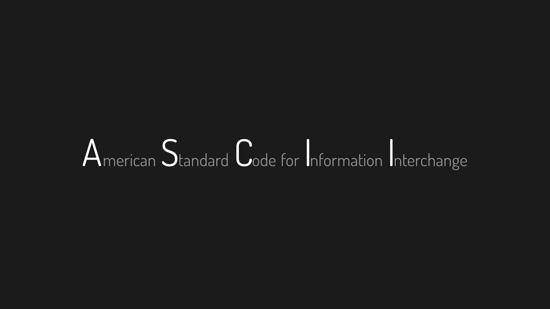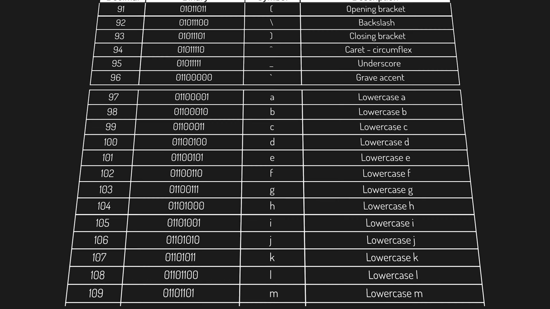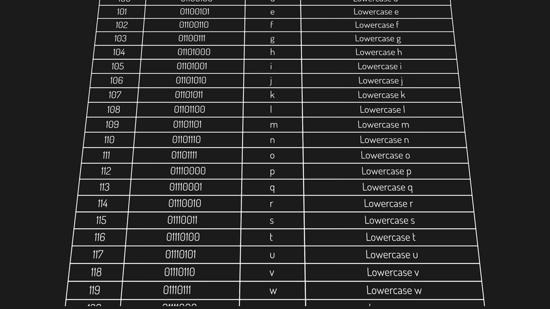When you type the letter A on your keyboard, your computer doesn't actually store the letter A. It stores the number 65. Why 65? Because of something called ASCII, the American Standard Code for Information Interchange. ASCII is basically a lookup table created back in the 1960s. It says that the number 65 represents uppercase A, 66 represents uppercase B, and so on. Lowercase letters start at 97. Numbers, punctuation marks, even the space character, all have assigned numbers.